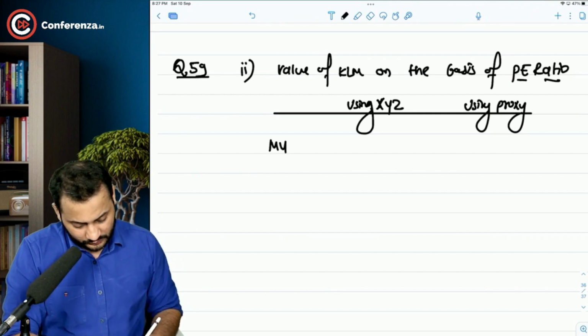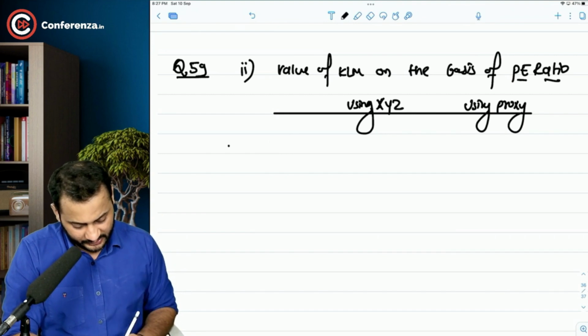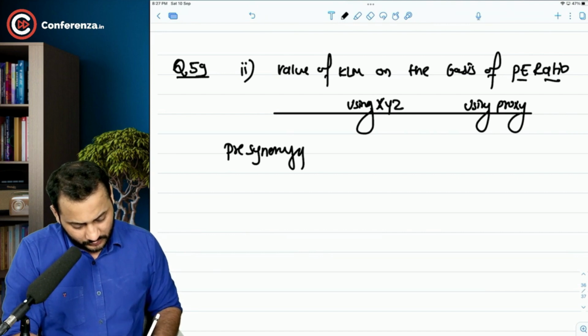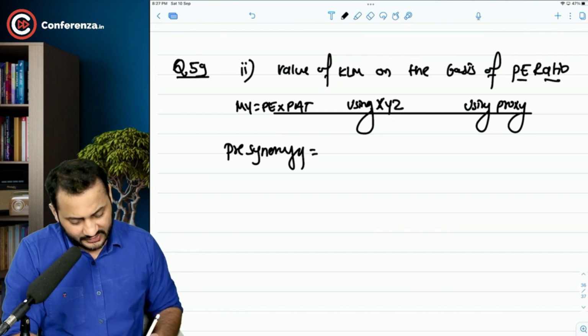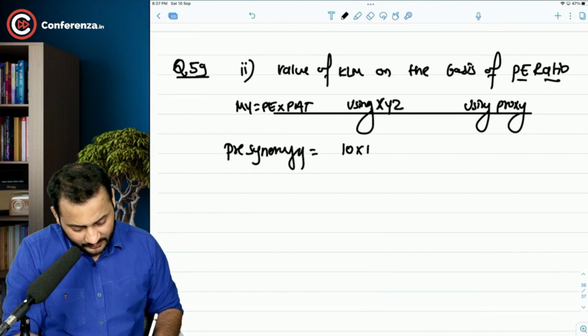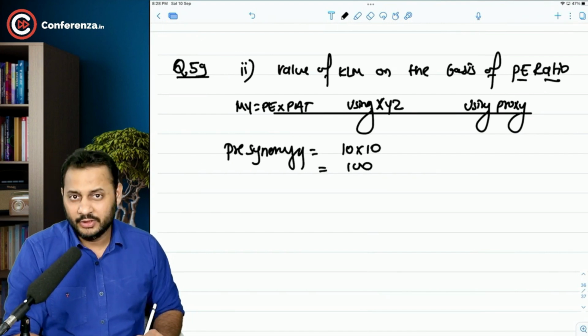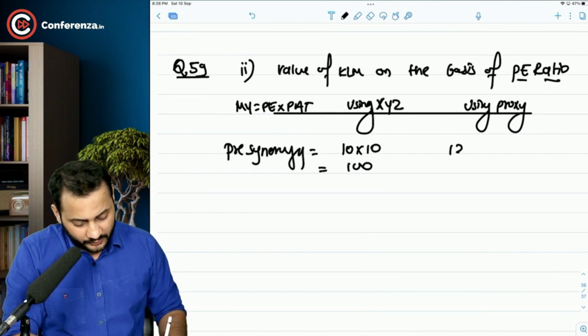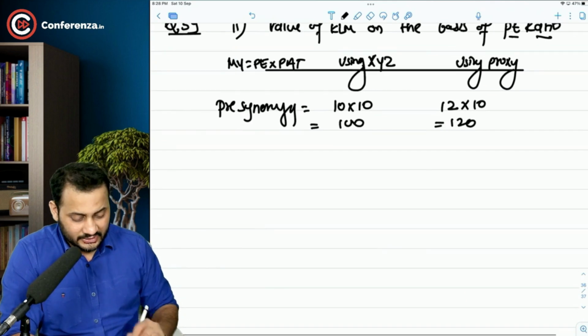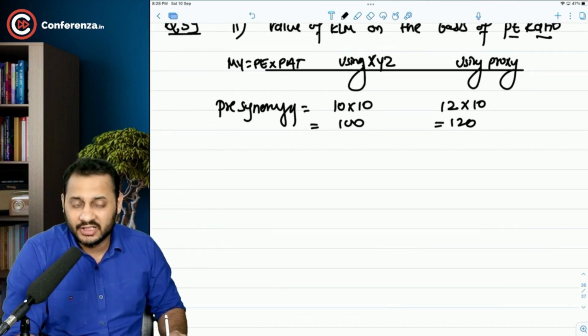So, market value, this will be pre-synergy. What is the formula for PE ratio? Market value is equal to PE ratio into profit after tax. What is the PE ratio of XYZ? It's 10. So we can easily say that 10 multiplied by 10, 100 will be the value of KLM. But if we use the proxy's PE, we can say 12 multiplied by 10, 120 will be the value of KLM. But this is before considering any synergy benefit.